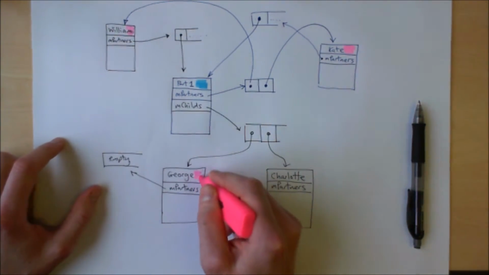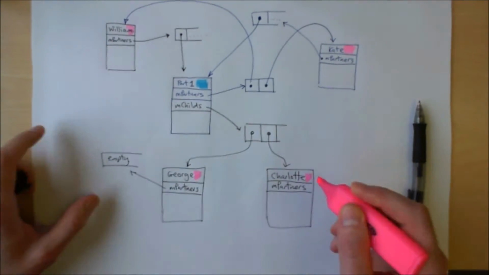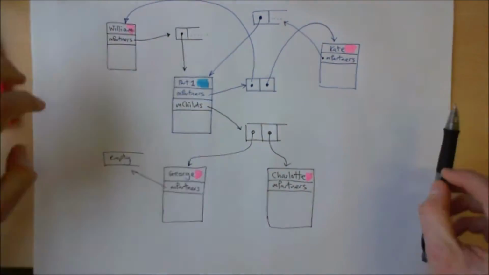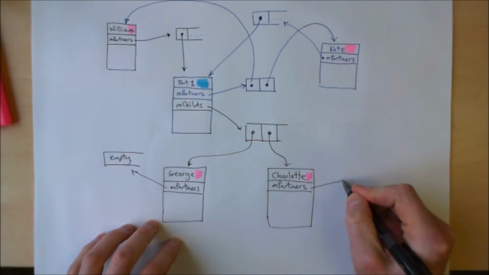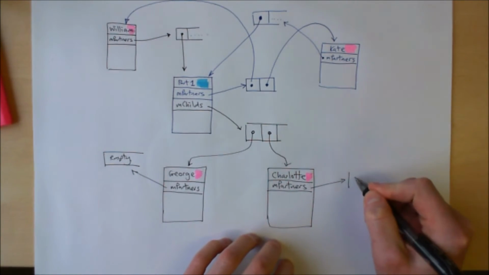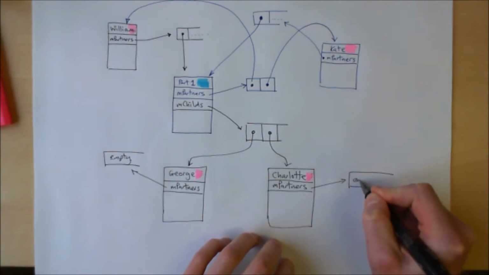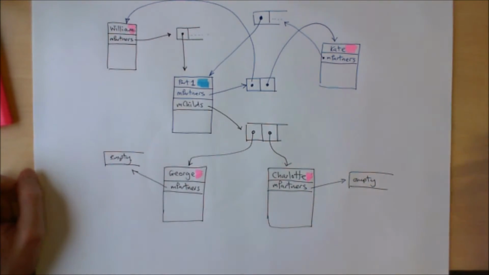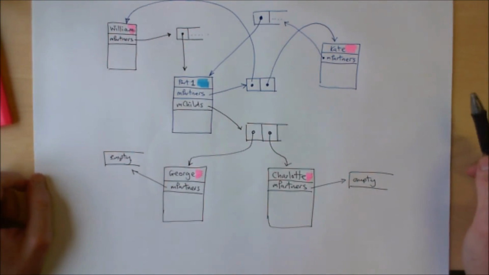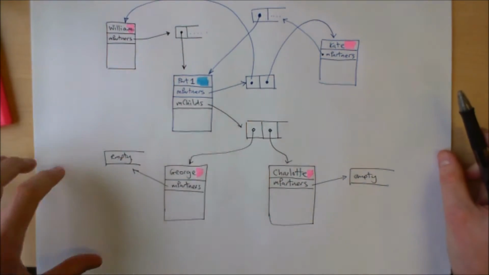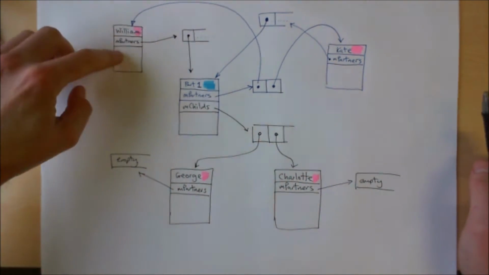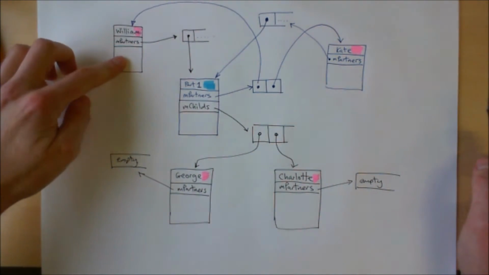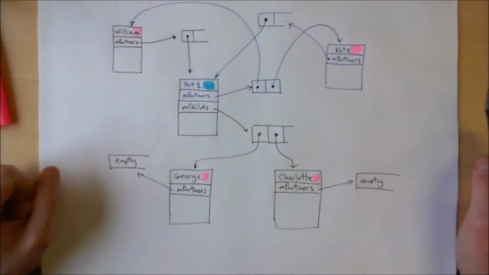So yeah, George and Charlotte are both person objects, and I was saying that both of them have their m partners array, but they're both empty because there are no partnerships there. So that is basically the William top node, the top person, and how those relationships happen.